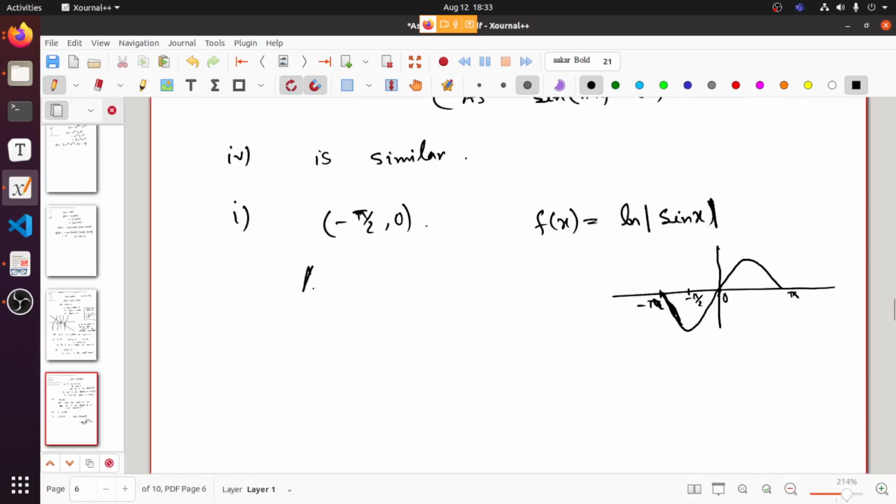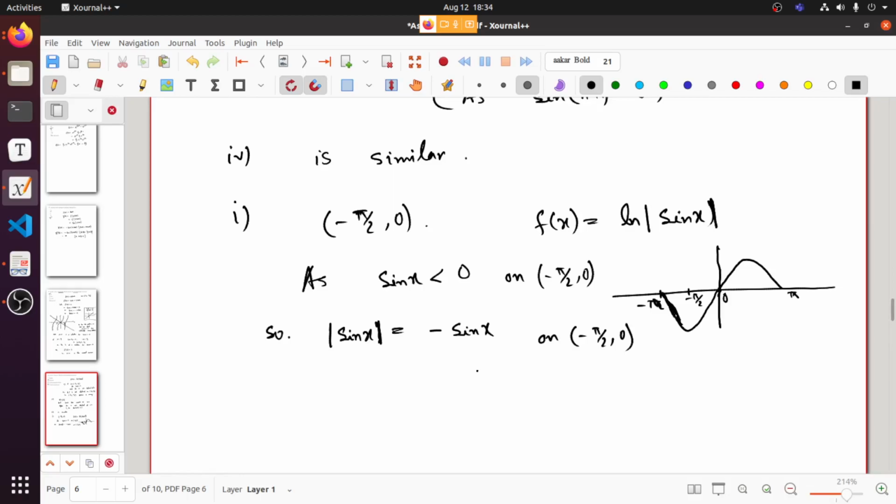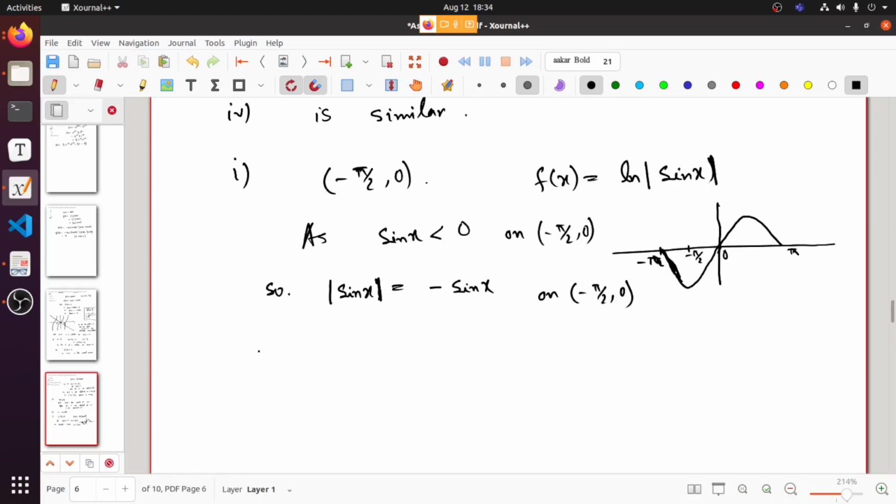So sin x is strictly less than 0, because 0 is not included. This is 0 here, right? Minus pi by 2 to 0. So what will be the mod sin x? It will be minus of sin x, right? Because sin is itself negative, so if we put a minus, it will be positive, because modulus always gives the positive. So on this interval, minus pi by 2 to 0, mod sin x is minus sin x, means here it is positive, not negative.